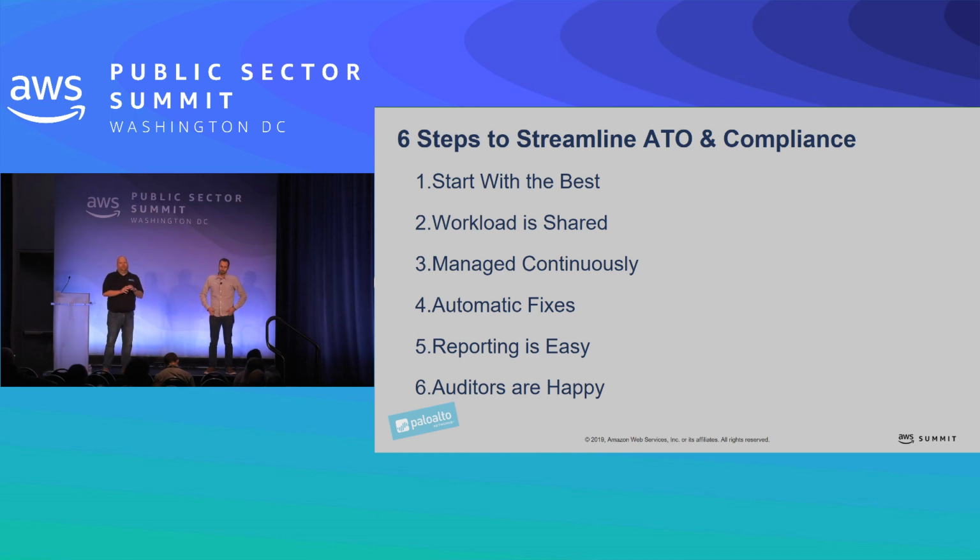What we've seen is with organizations who are doing things like continuous compliance and people who have been able to streamline their ATO processes, they have certain characteristics that they follow. One of which is they start with the best, right? They're utilizing best of breed partners. And when we talk security, I don't like to talk about a vendor-customer relationship because it's really a partnership, right? So you need to find best of breed partners, people like AWS and Palo Alto Networks.